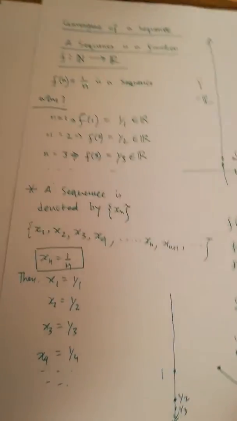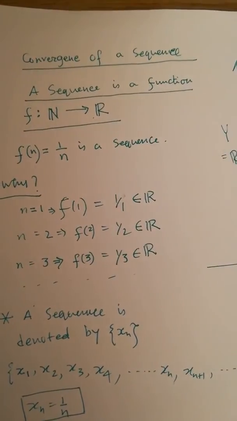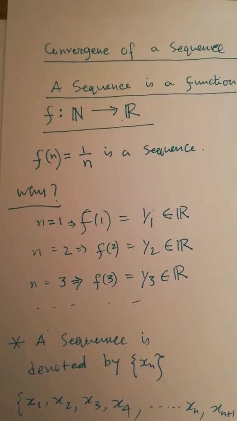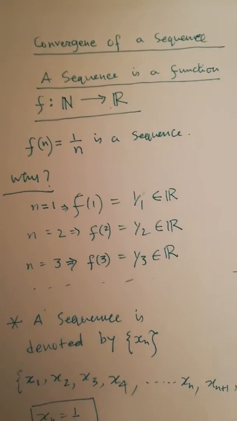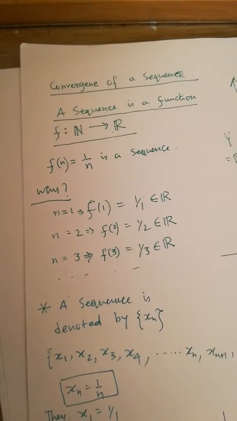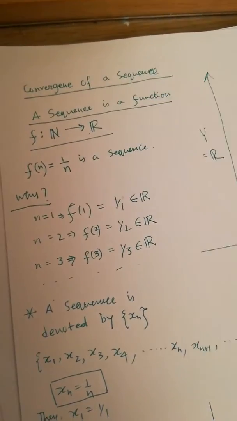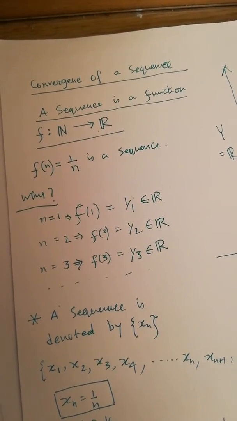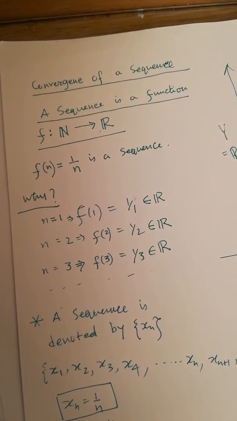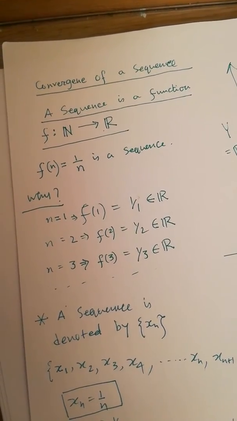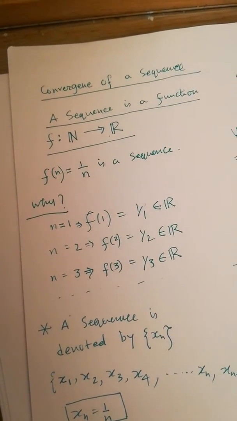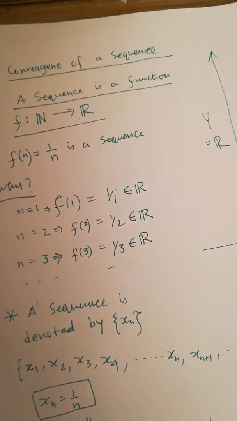So I am repeating again. What is a sequence? A sequence is a function from n to r. Given any natural number, you can construct a sequence. For example, every evening we get news of coronavirus, right?